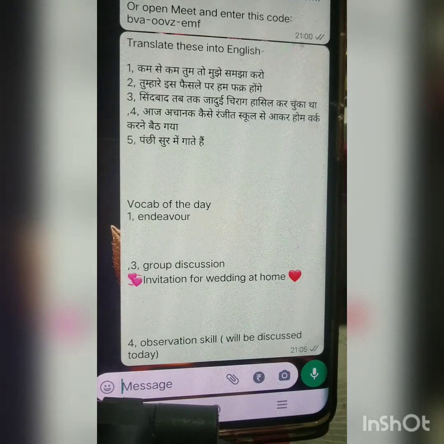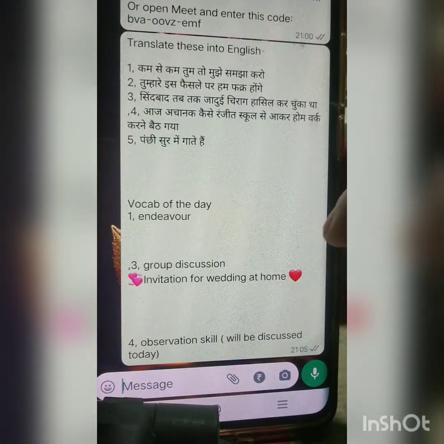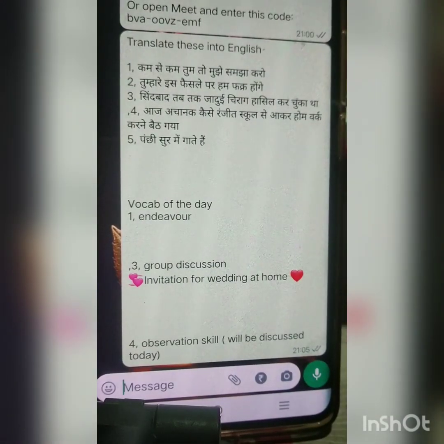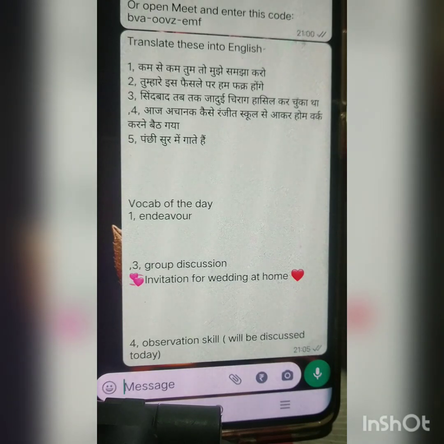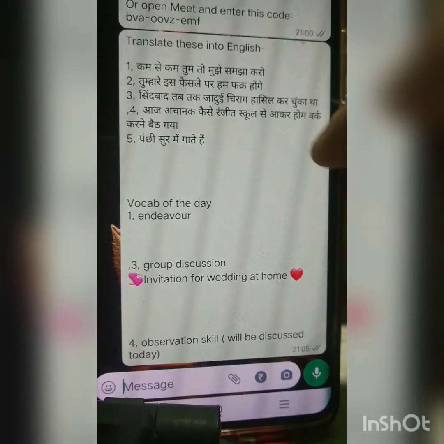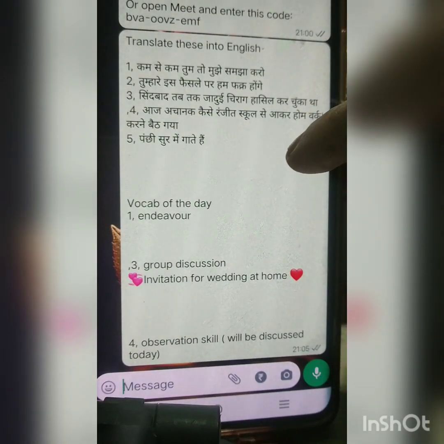Please write down, all of you. How suddenly today Ranjit has come from school and sat down for homework. Very good. Talented boy you are. Please all of you write and let me know whatever you have written. I think someone has to unmute your speaker because the dog is just barking. Okay, thank you so much. So I think everybody wrote. Archana ma'am, did you write? Please write down.